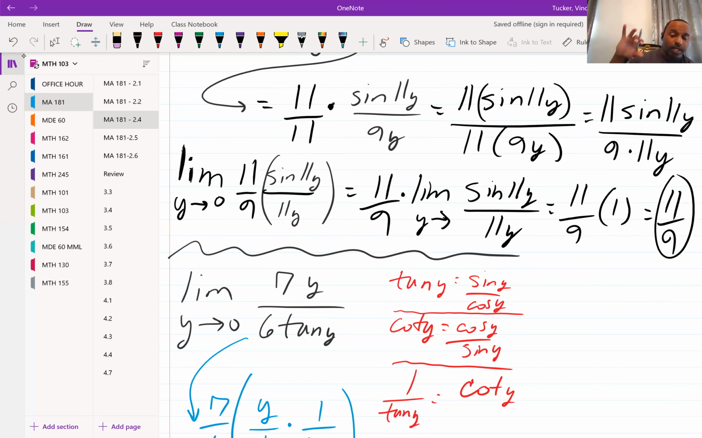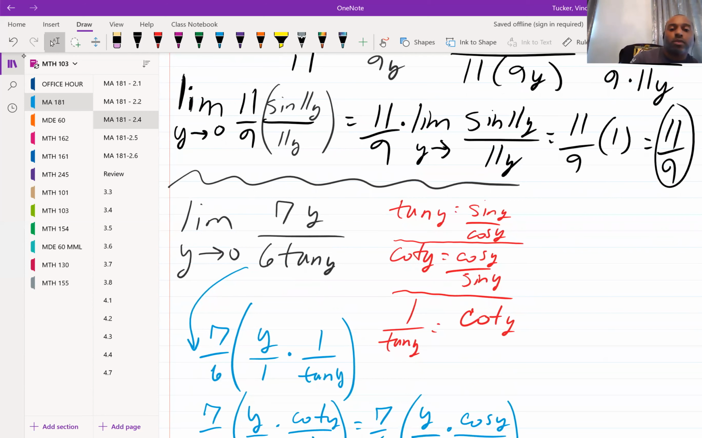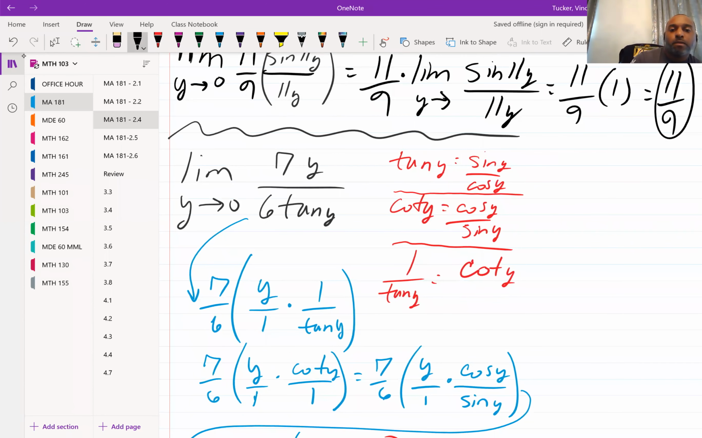Cotangent is the same thing as cosine over sine. They're inverses of each other. And so 1 over tangent is actually cotangent. So manipulating this problem here, what I decided to do was to bring the 7 over 6 to the front. And I have my y, which is going to be a part of my manipulation of the problem, and that's times 1 over tangent. So I just broke up everything so I can manipulate it. Like I just mentioned, 1 over tangent is cotangent. They're inverses of each other. So that's what I did here.